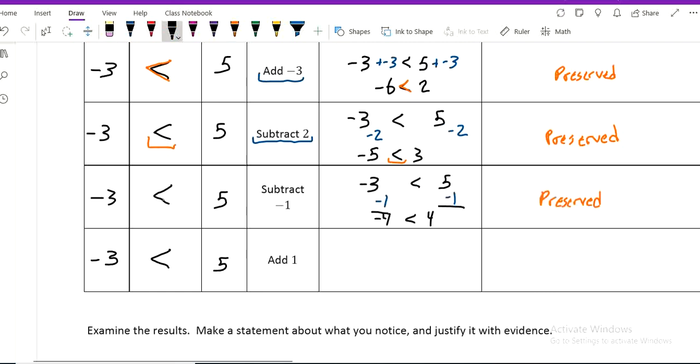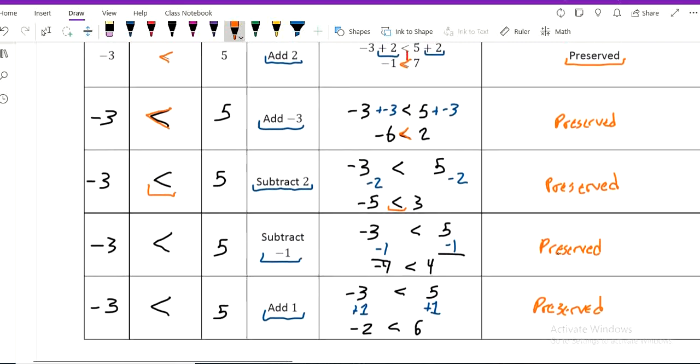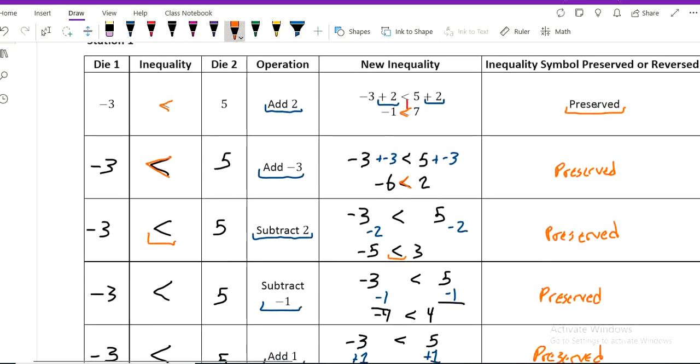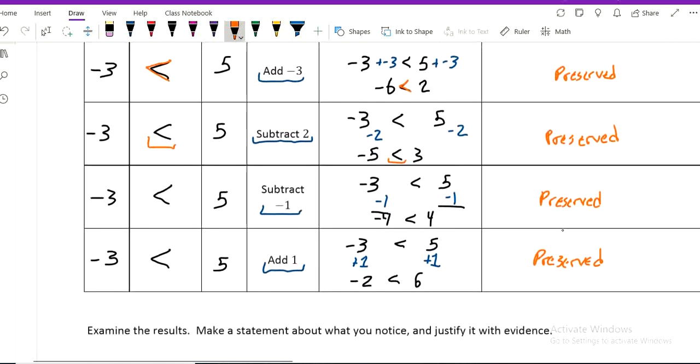All right, there's the work for the fourth one. We have negative 4 is less than positive 4, so again, it was preserved. And there's our answer for the fifth one. Again, even when we add 1 to both sides, it's still preserved. So kind of boring so far. Every single one was preserved. We haven't seen a reversal yet.